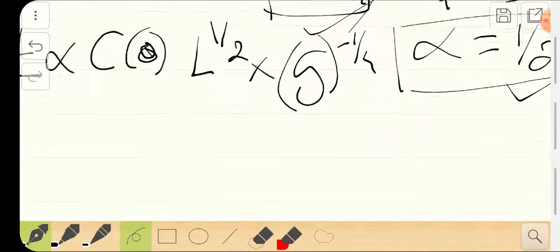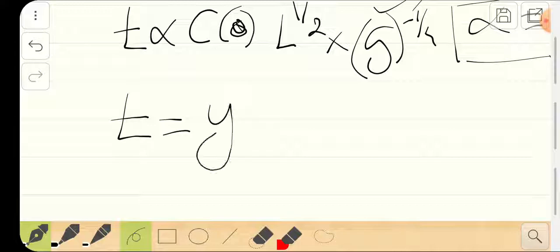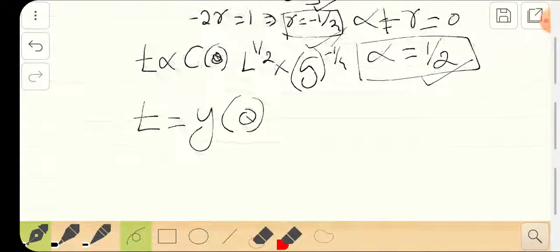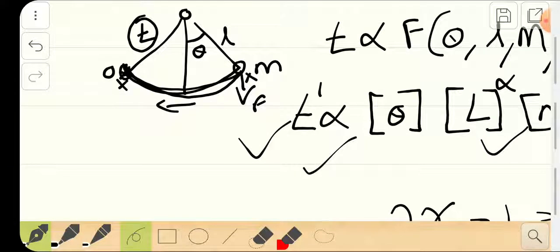That was very close, I'm sorry about that. So you can write down that T will be equal to some function, say y of theta. It will depend on theta, because if the amplitude is higher, then the time will be larger, right?